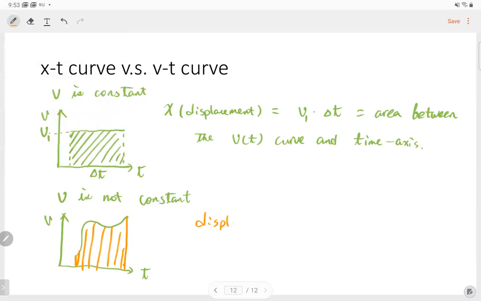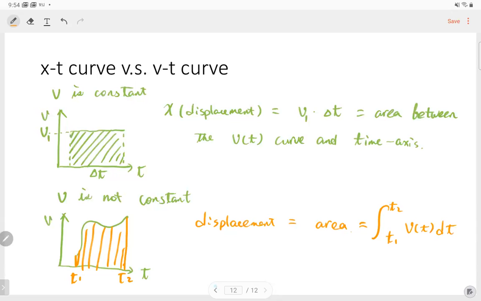The displacement is equivalent to the area. And the area in calculus is actually the integration of this curve. Suppose it's from T1 to T2, and we can write this area as a formula: the integral from T1 to T2 of the VT curve times dt. Okay, this is the integration of the curve. So the same thing, if we do the integral of the VT curve, we get the displacement. And we can also think about the displacement as the area of this curve to the t-axis.